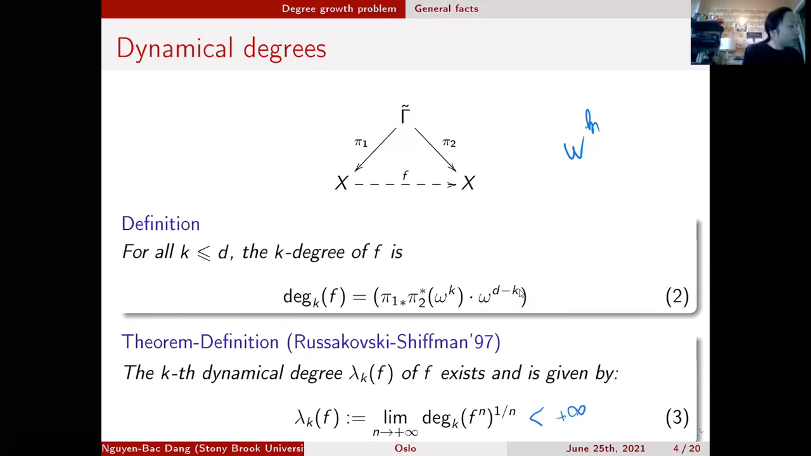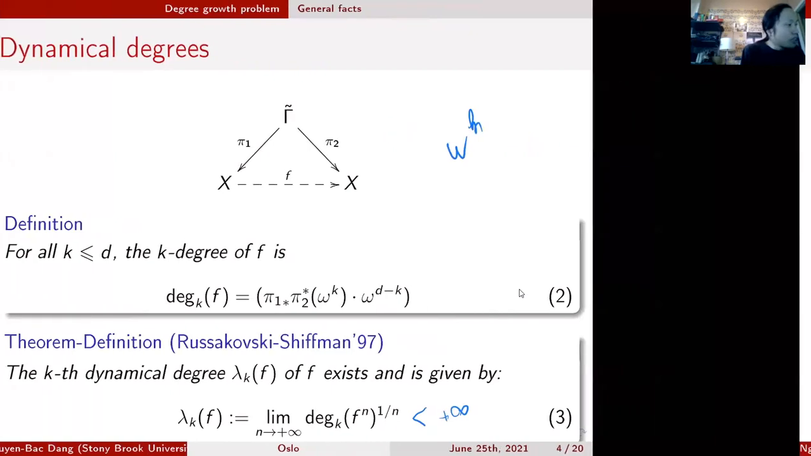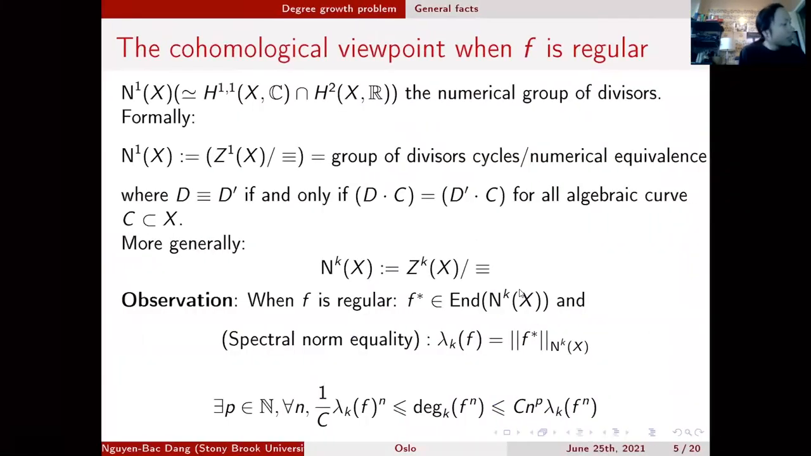Okay, so now that you have the quantities that interest me, let me try to explain how you can understand them in the most simple case. So when F is a regular map, so not rational yet, everything unfolds with linear algebra basically, and so you can understand everything.